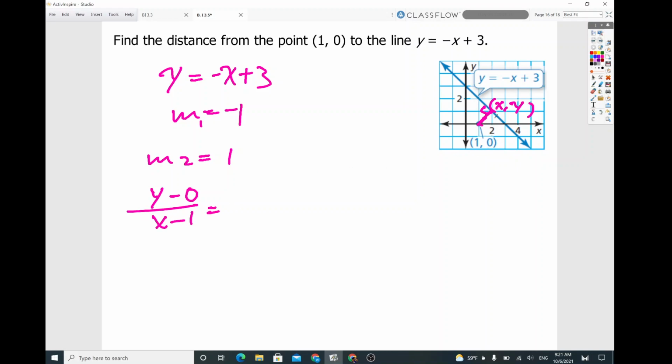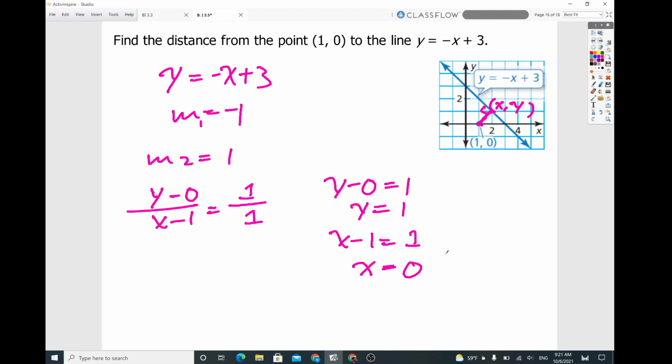Okay, so using the slope formula, set that equal to the slope, 1. So 1 is always written as 1 over 1, or negative 1 over negative 1. Doesn't matter which way you put it. The negative got cancelled. So y minus 0 equals 1. So that means y equals 1. And then x minus 1 equals 1. So that means x, what is that equal to? 0. So what we found here, the position for that point, then that will be considered 0, 1.